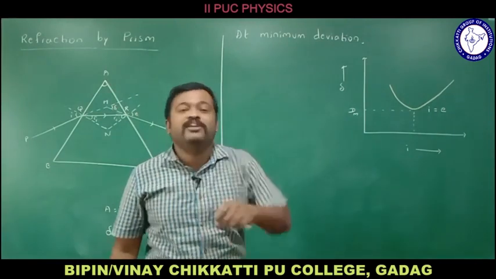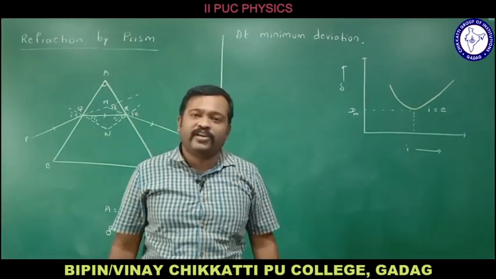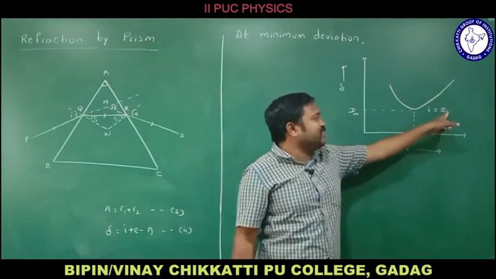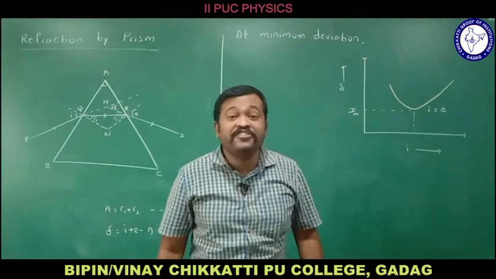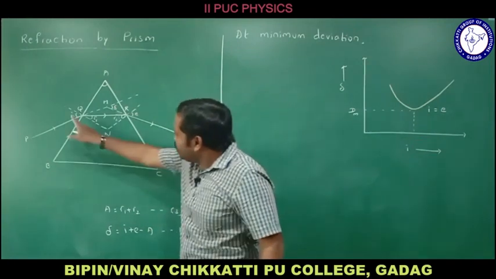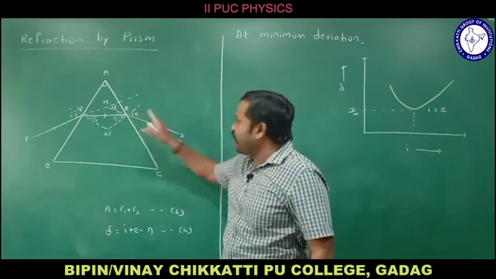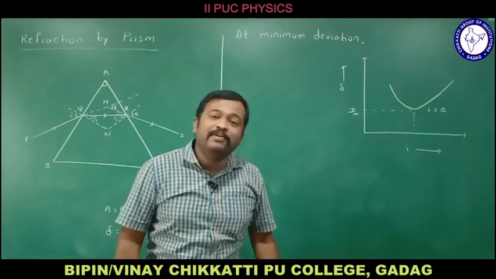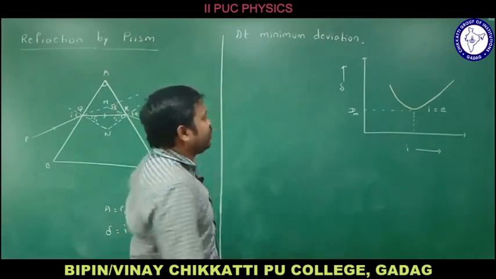Angle of minimum deviation. And when does the angle of minimum deviation take place? Angle of minimum deviation takes place when the angle of incidence is equal to the angle of emergence. Okay, just check it out. If this angle is equal to the angle of emergence, then we arrive at a condition called minimum deviation.